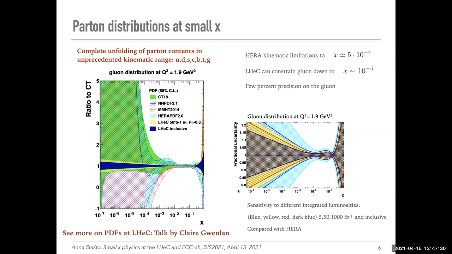You can see here a bit more detail, the impact of the luminosity of the machine on the precision of the gluon. This light cyan color is the HERA band of the certain PDFs, and then you see different lines corresponding to different assumptions about the luminosities. But in general, even the initial runs that would collect, say, 5 inverse femtobarns would be already much more constraining than at HERA.